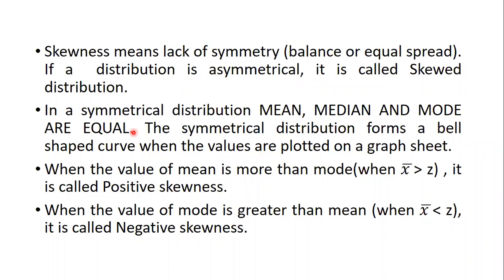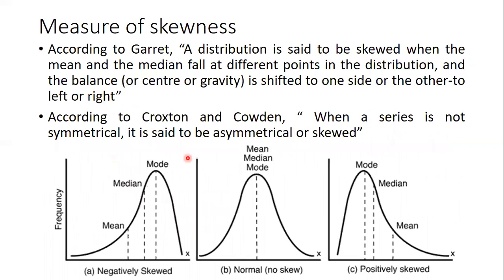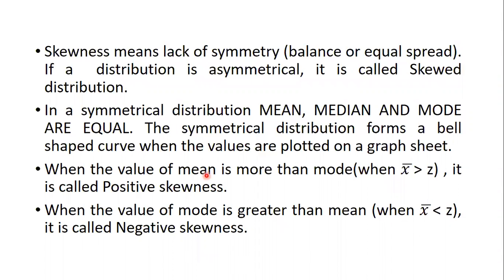A symmetrical distribution forms a bell shaped curve when the values are plotted on a graph sheet, which means if you plot the values of mean, median, and mode, all of them fall at one place only. Which means mean, median, mode are all equal in this normal distribution. But let's see, when the mean, x bar, is more than the mode, denoted by z, it is called positive skewness.